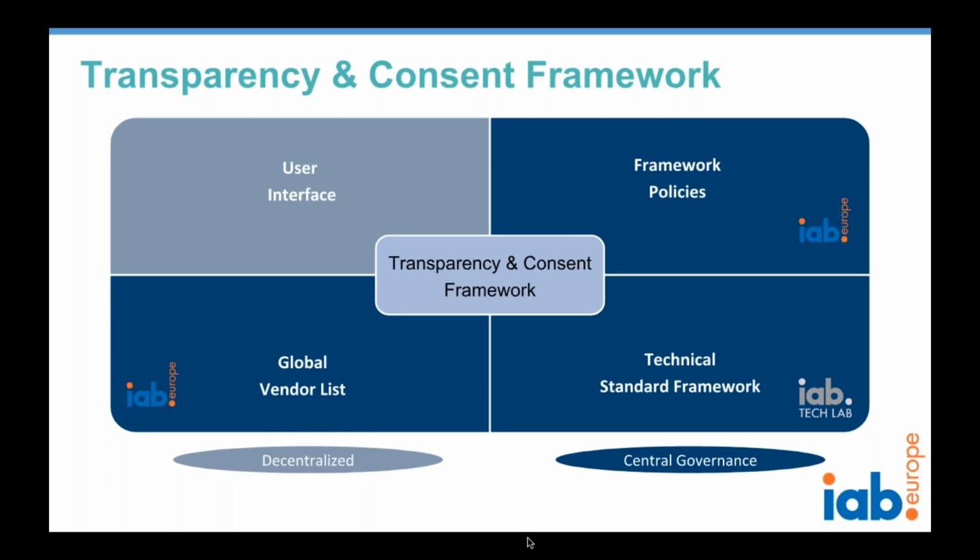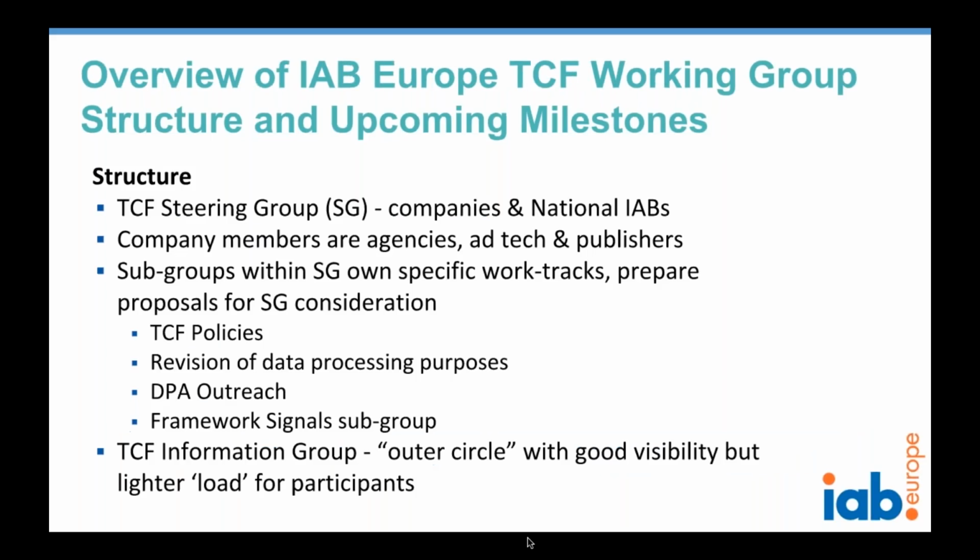So those parts are the global vendor list in the bottom left-hand corner. That's the roster of the global vendors to whom companies that implement the framework, publishers and other sites, have access via the framework. We have the technical standards that are maintained by the IAB Tech Lab, and then we have what we call the framework policies, which is basically the rules of the road to which everyone has to adhere in order for the transparency and consent framework to deliver the functionality that it is trying to deliver. And then the user interface quadrant is basically the consent management platforms that we will come back to later on in the presentation.